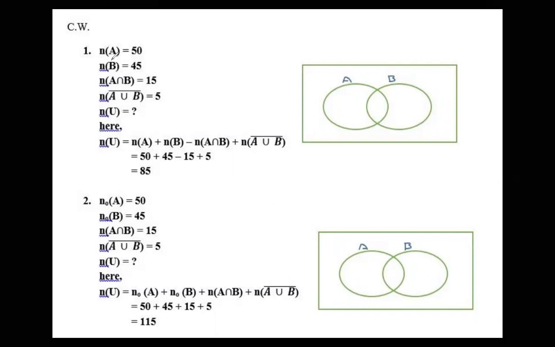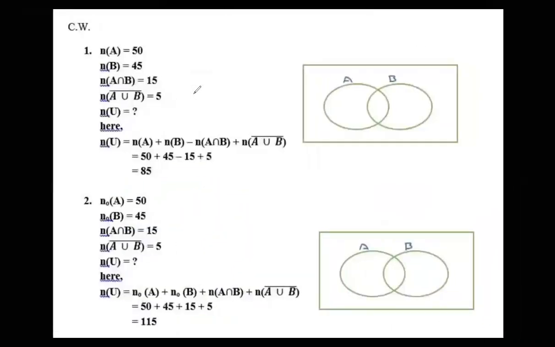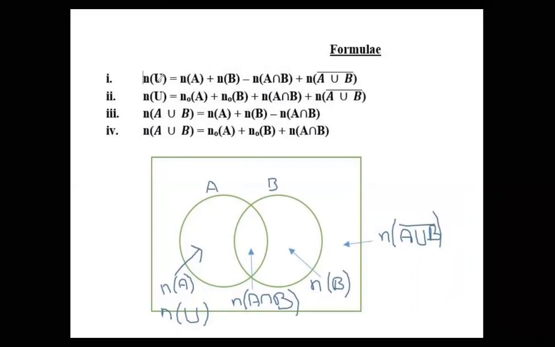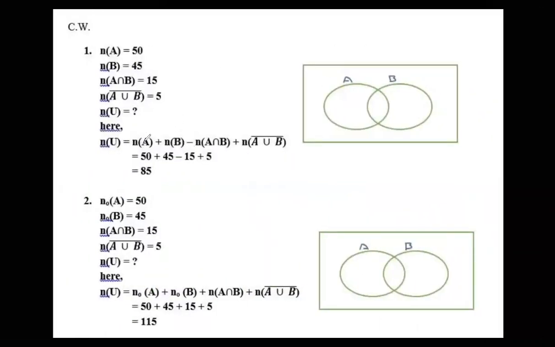So is there NA or only A? NA. If there is NA, there are two formulas. If there is NA, use this formula of the universal set, NU. If there is only A, use the other formula. Look at here: is there only or NA? There is NA. So what is the formula of NU? NU means NA plus NB minus NA intersection B plus A union B whole complement. So let us use this formula.